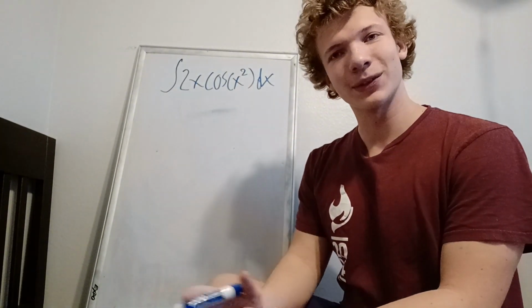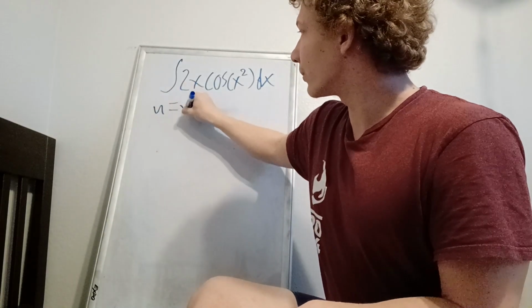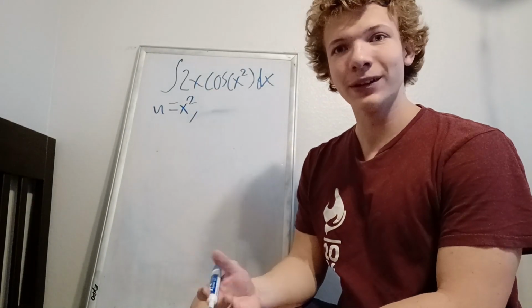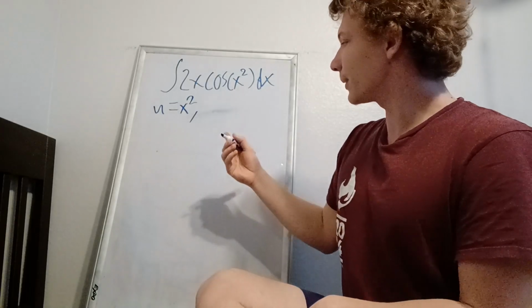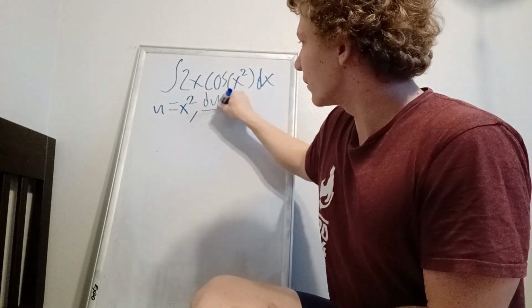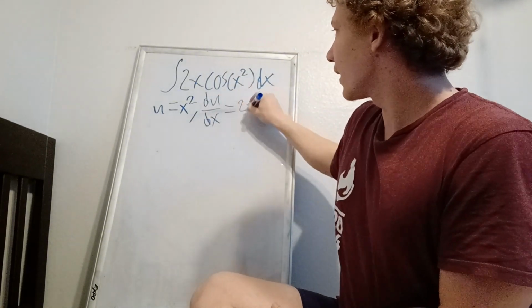X squared is the integral of 2x. So we can set u equal to x squared. And now, just as a reminder, the reason why we're able to do this is because we reparametrize by doing this. du/dx is equal to 2x.